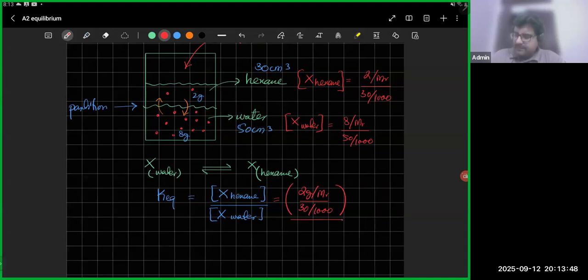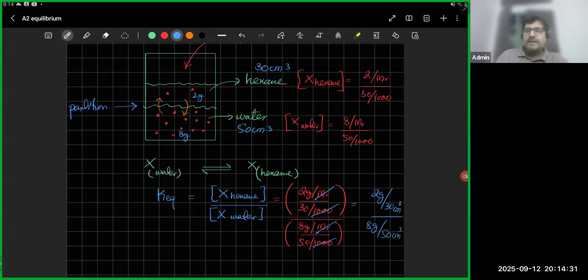And the whole thing gets divided by the X in water, which is 8 grams divided by mR and 50 divided by 1000. A few things are going to get cancelled out. This 1000 will get cancelled out. The mR, because it's the same solute, would be exactly the same. That will get cancelled out as well. So your expression would now be 2 gram per 30 cm cube divided by 8 grams per 50 cm cube.